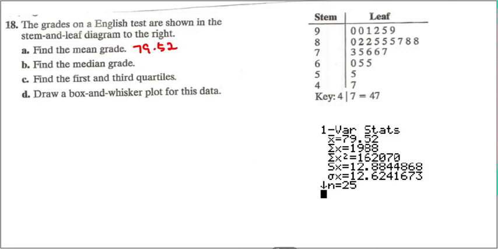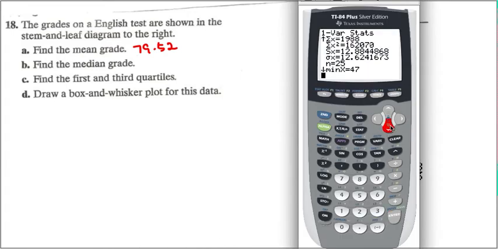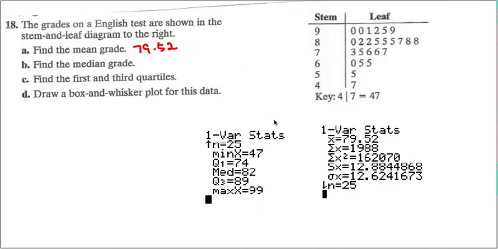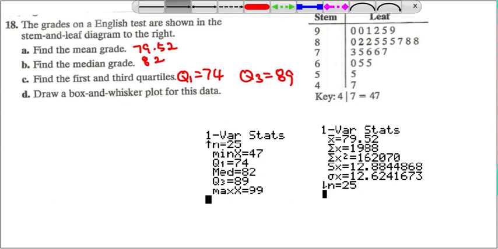The median grade, we can figure that out from here. The median grade is 82. First and third quartile, Q1 is equal to 74, and Q3 is equal to 89. Draw the box and whisker. So we can use, in fact, these pieces of information to do that exactly.